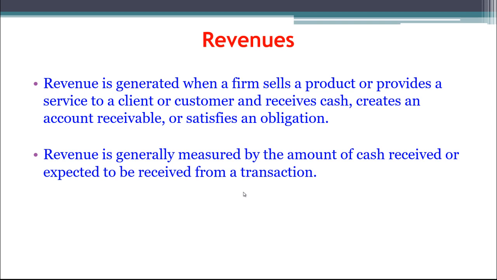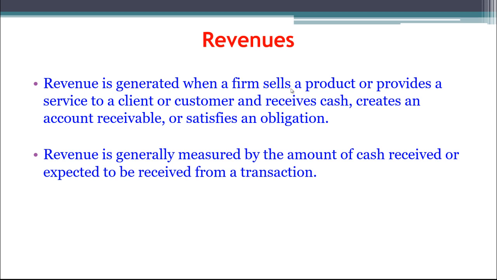That last one comes when the customer has already prepaid, and now we are earning the revenue by providing the service. The cash has already changed hands months ago, perhaps, but now we're earning it by generating the service, providing the service, delivering the product, and we're satisfying that liability, that obligation that we owed to the customer. So the way we record revenue is based on the amount of cash that either is received or the amount that's expected to be received related to that transaction.